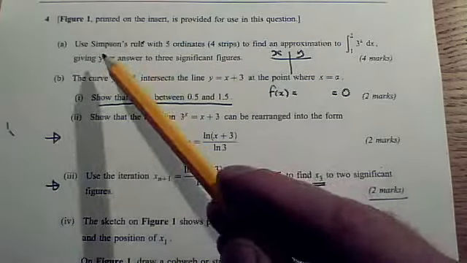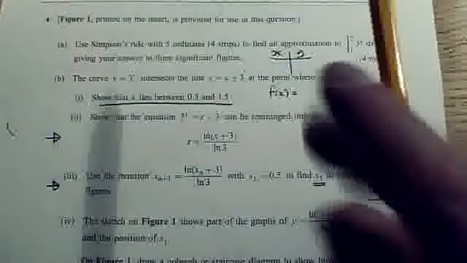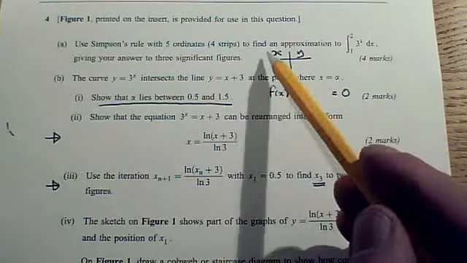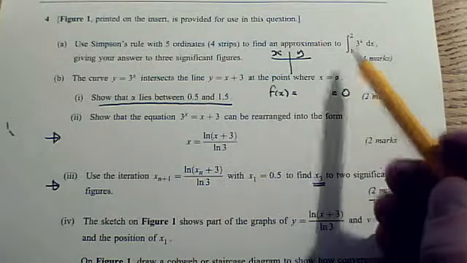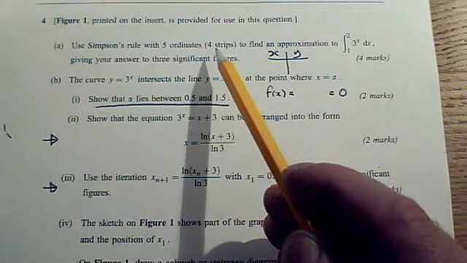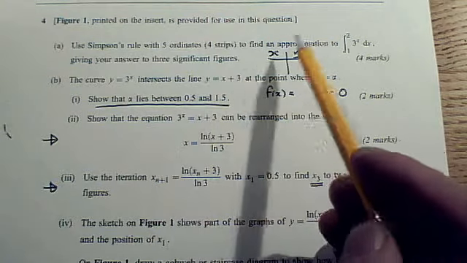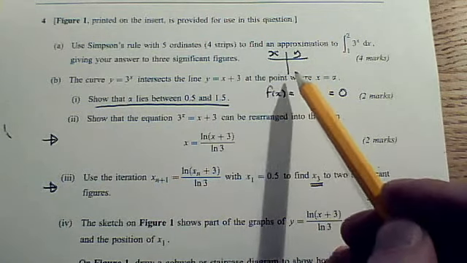Okay, on question 4, we've got to start by using Simpson's rule with 5 ordinates and 4 strips to approximate this integral. So you need to get started. I would always draw a graph to show the 5 ordinates and the 4 strips you're using, sort out how wide they are, and decide the x values you're going to put in your table. Then you calculate the y values.